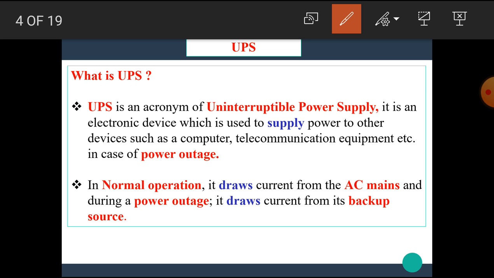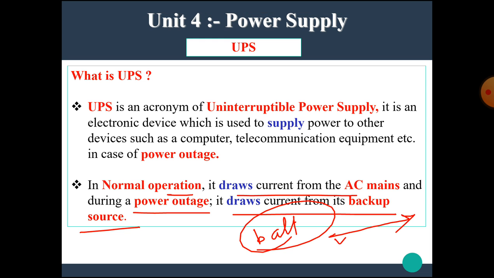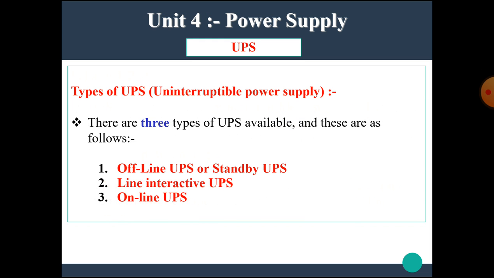In normal operation, it draws current from AC mains, and during power outage, it draws current from its backup source. The concept is very simple: when the power is available, there is some backup system, that means some batteries or flywheels, which stores the electrical energy, and when the power outage or the power failure occurs, then these batteries supply the power immediately towards the load. This is the basic concept of the UPS.